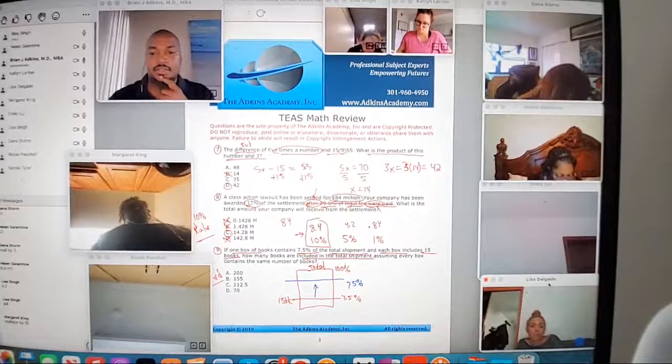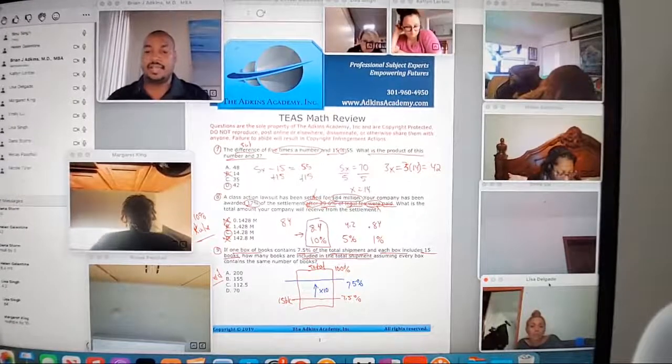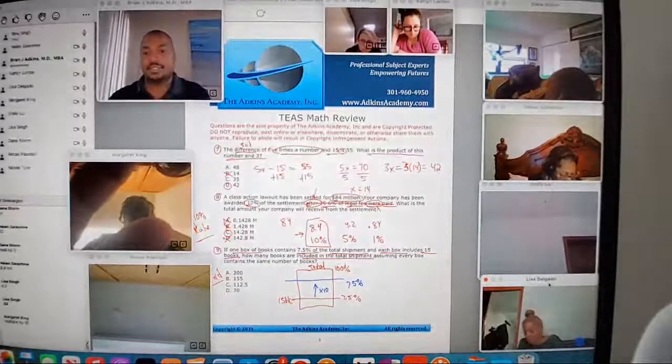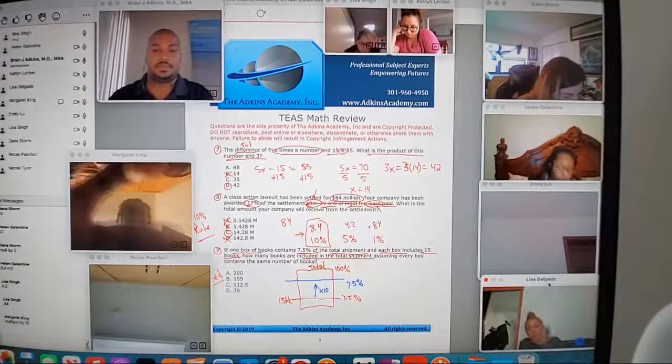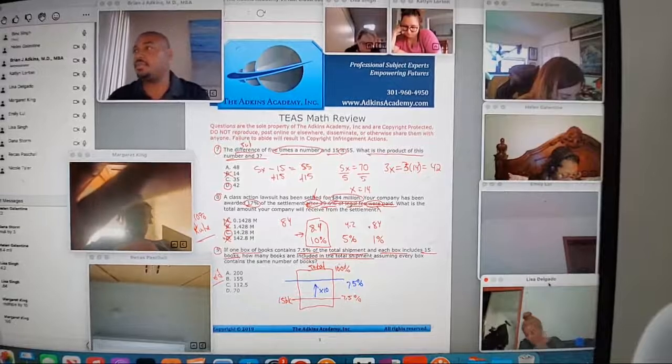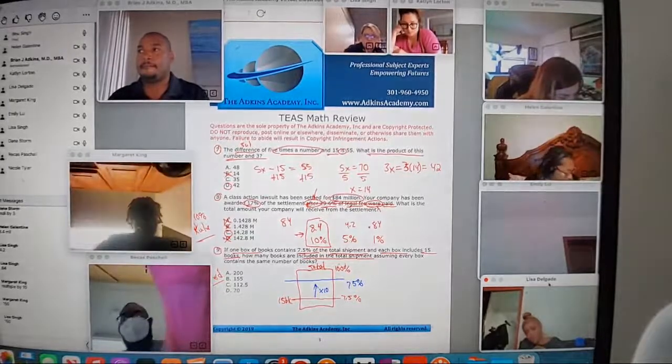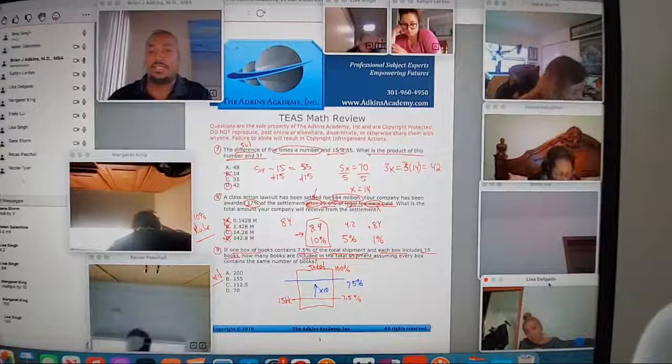So if we scale up by a factor of 10, at 75%, so 7.5 times 10 is 75%. And so how many books would that be? Okay, good. So 150 books.